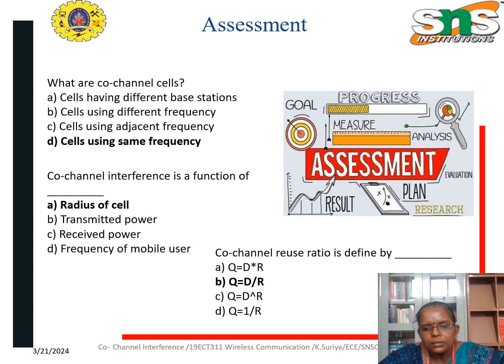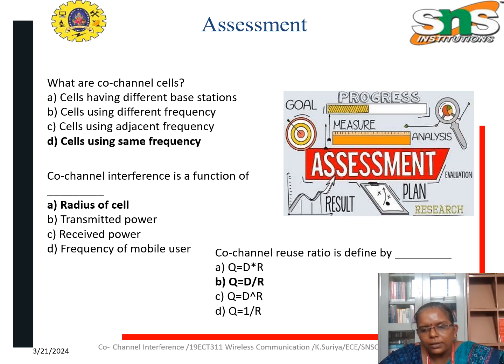Co-channel interference is a function of A, radius of the cell, B, transmitted power, C, received power, and D, frequency of the mobile user. So co-channel interference is a function of the radius of the cell. So the answer is D. You know, co-channel reuse ratio is Q is equal to D by R.